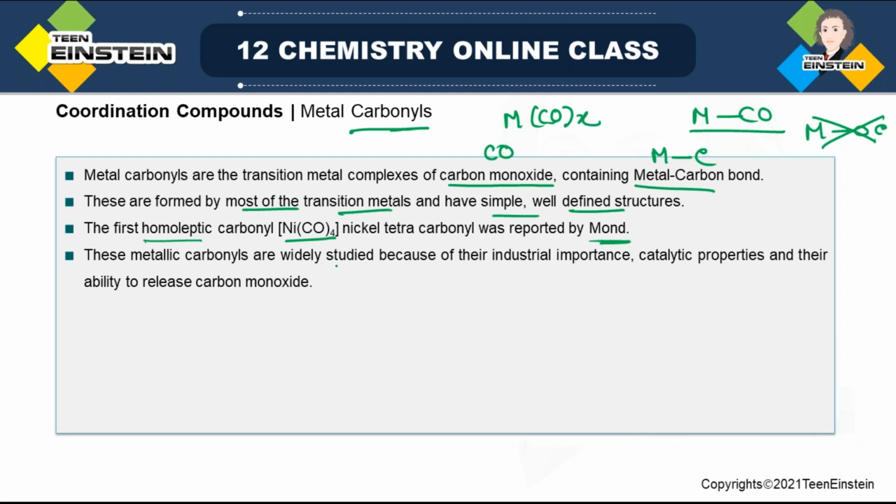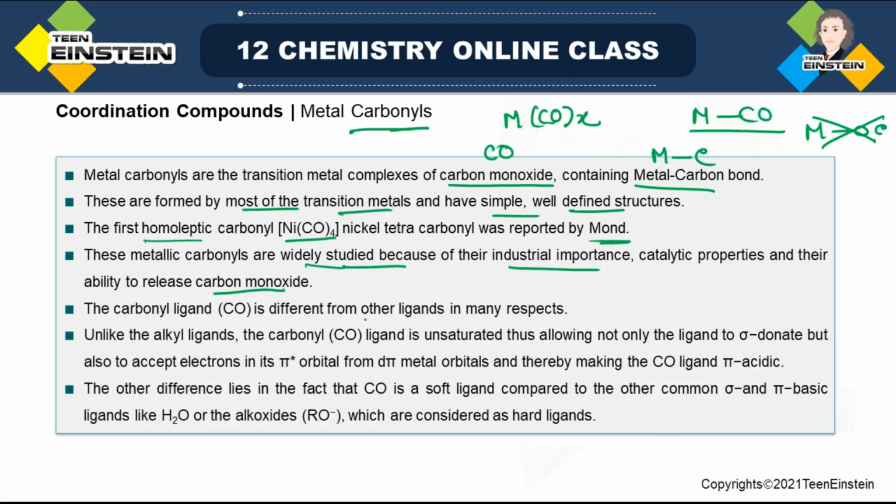These metal carbonyls are widely studied because of their industrial importance, as I have said, their catalytic properties, and also the ability to release carbon monoxide. So this is also very unique. That is, they can be used as a source of carbon monoxide. They can release carbon monoxide. Because of these reasons, they are widely studied by scientists.